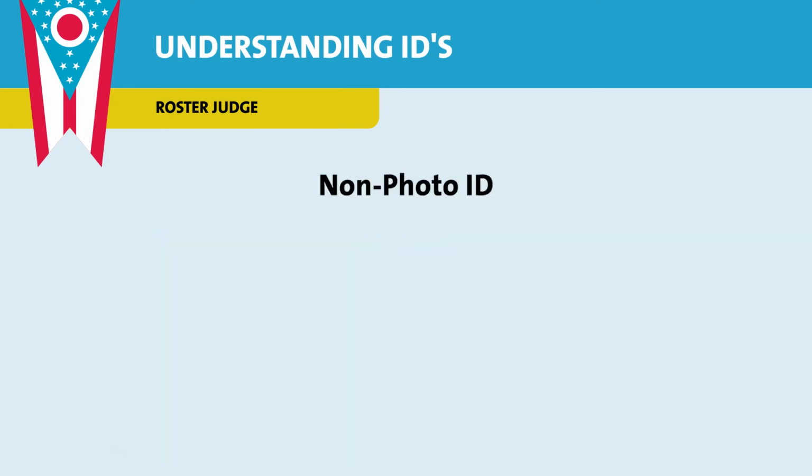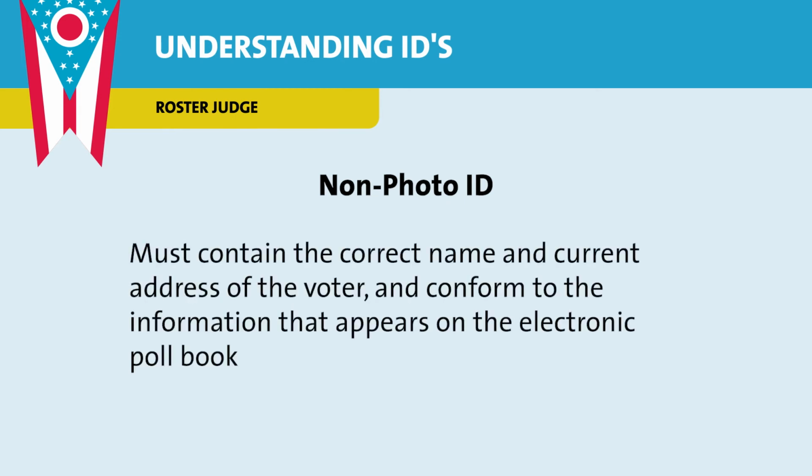We can also accept non-photo ID. In order to be processed as a regular voter, the voter's non-photo ID must meet the following criteria. If the ID does not, the voter must vote provisionally. Criteria that must be met for all valid non-photo ID are: must contain the correct name and current address of the voter and conform to the information that appears on the electronic poll book.